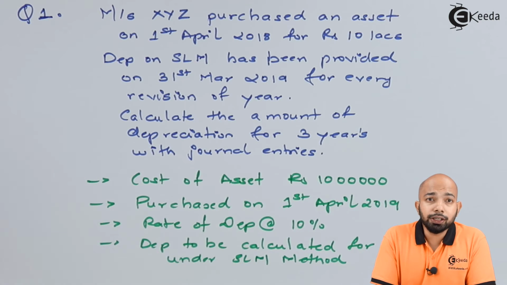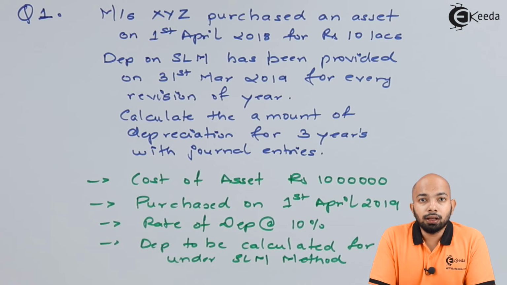Now the gist has been mentioned here: cost of asset rupees 10 lakh. The procurement of the asset, that means the date when the asset was purchased, was 1st of April 2018. However, the depreciation has to be provided under the SLM method at the rate of 10% and has to be calculated with the accumulated depreciation for the next 3 years. Let's go ahead and find out what entries will be passed and how the depreciation will look.